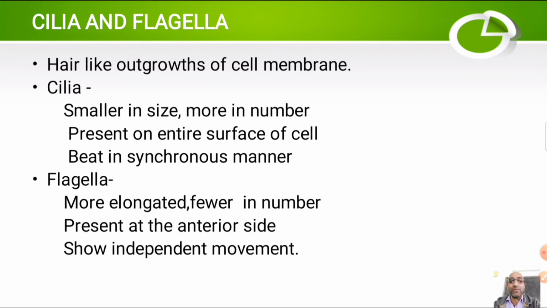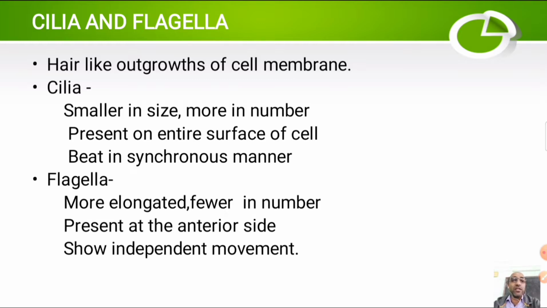Okay, generally, I am saying generally. Now, cilia beat in a synchronous manner, whereas flagella show independent movement. So, these are the basic differences between cilia and flagella. Cilia are smaller and more in number, whereas flagella are more elongated and fewer in number. Cilia are present on entire surface of the cell, whereas the flagella are present at the anterior side. Cilia beat in a synchronous manner, whereas flagella show independent movement.